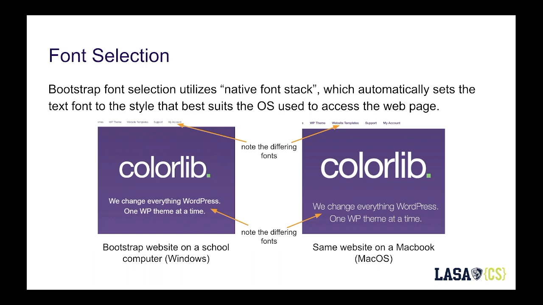So here's an example. We went to this website ColorLib, and on the left side we accessed it from a school computer, which is a Windows, and on the right side we accessed it from a MacBook, which is obviously a Mac OS. And as you can see, the ColorLib in the middle is most notably very different, right? And you can also look at everywhere else on the web page, and you'll notice that basically all of the fonts are completely different.